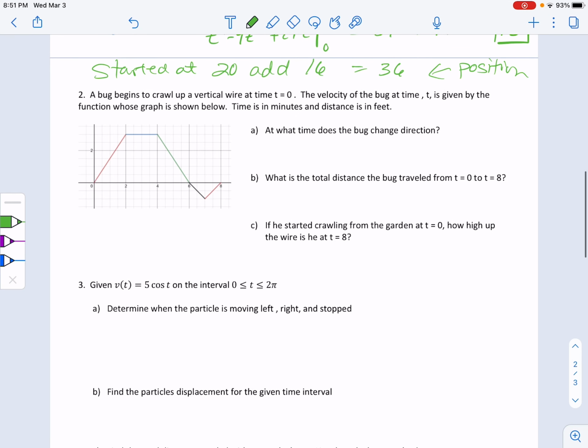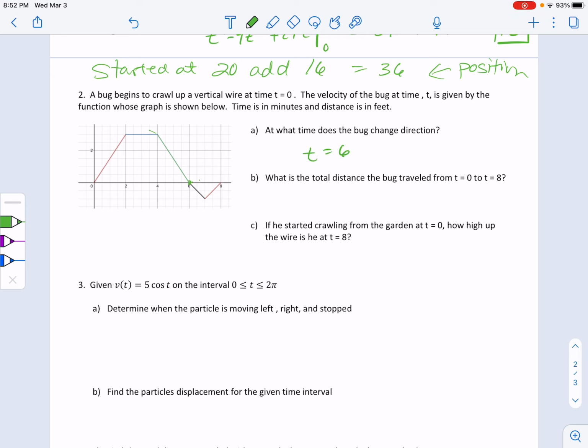All right, a bug crawls up a vertical wire at a time t equals 0. The velocity of the bug at time t is given by the function whose graph is below. Time is in minutes and distance is in feet. When does the bug change direction? Well, remember, this is the velocity function. So you change direction when it equals 0, so that's at t equals 6.